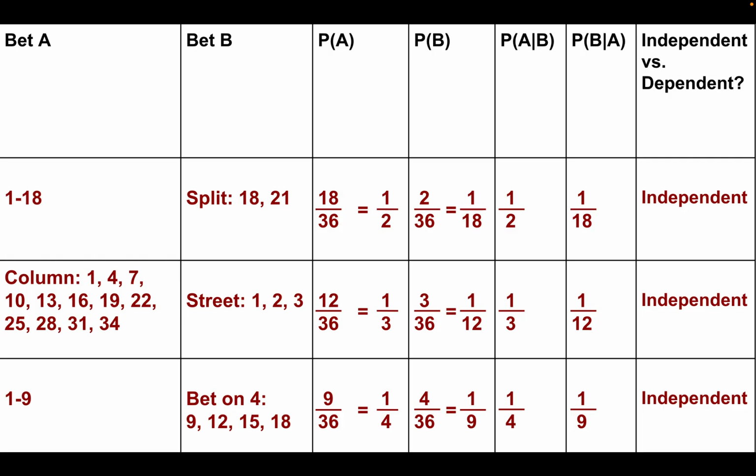And so since these all multiply to equal 36, and 36 is the total number of numbers on the board, that makes it possible that these bets turn out to be independent. You just have to get the overlap right. And so in this case, the right amount of overlap for each of these bets was 1 number.